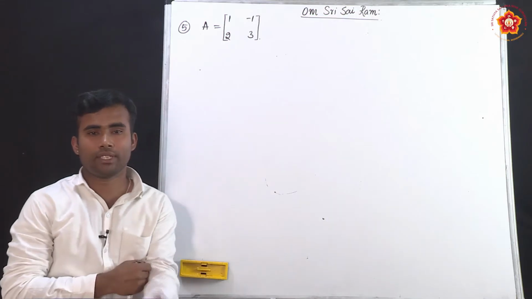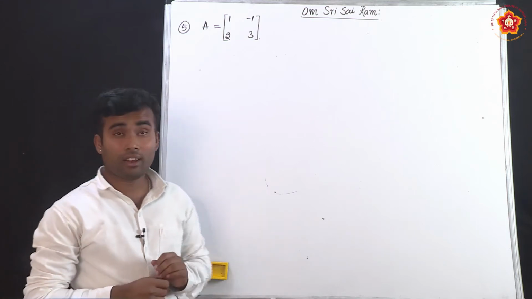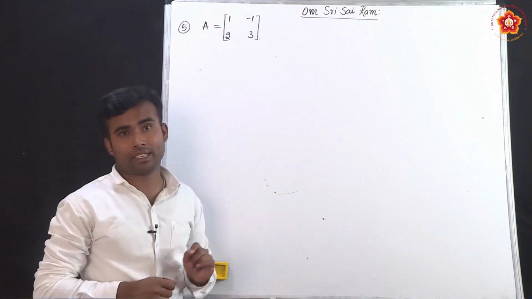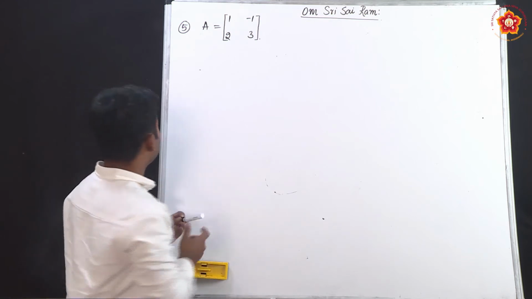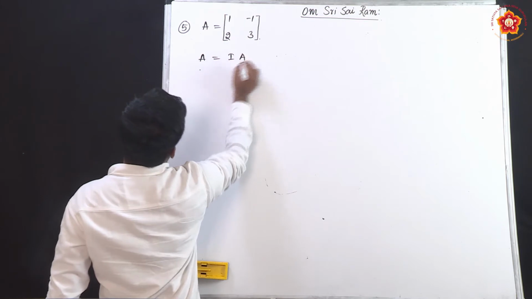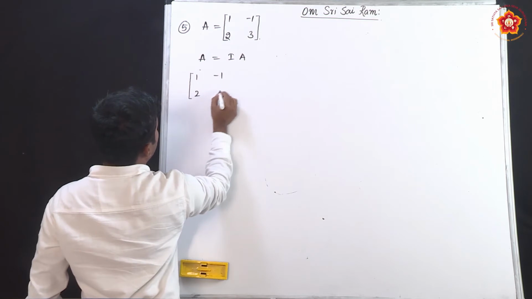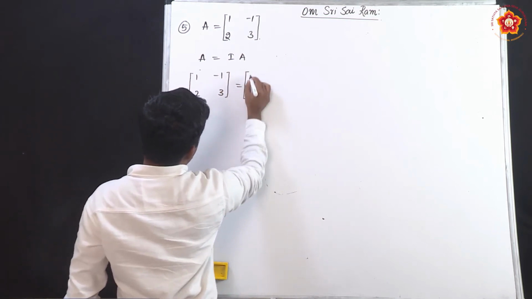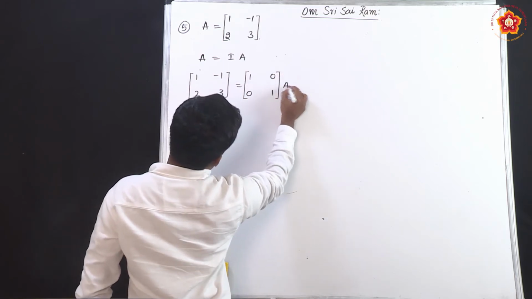See, the next problem is the matrix 1 minus 1, 2 3, which appeared in the last examination. We are going to find the inverse of this matrix using a row transformation. So, we know that A is equal to I times A. What is A? 1 minus 1, 2 3. I is the identity matrix 1 0 0 1, into A.